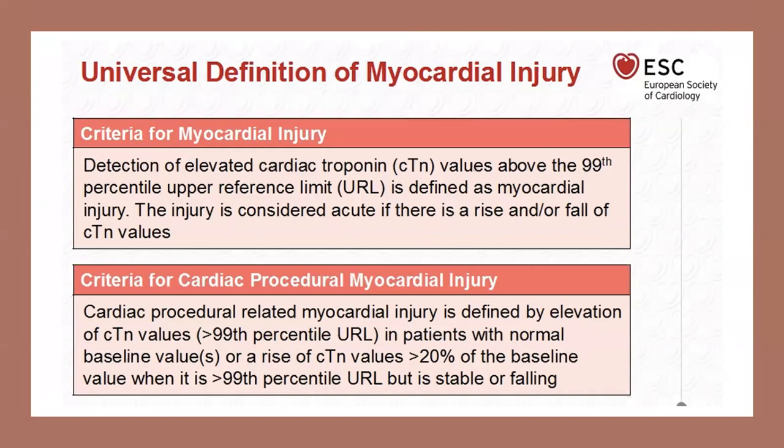So this is a detection of an elevated cardiac troponin value above the 99th percentile upper reference limit, and is defined as myocardial injury. So the injury is considered acute if there is a rise and fall in your cardiac troponins.